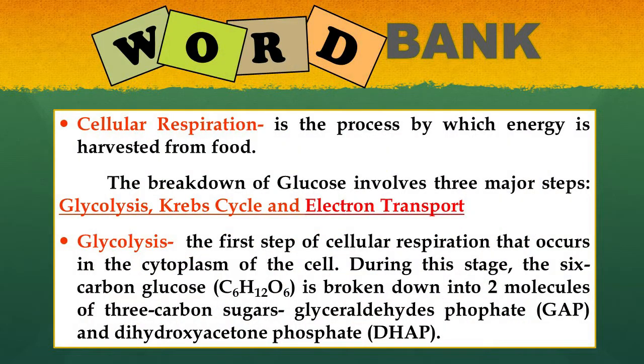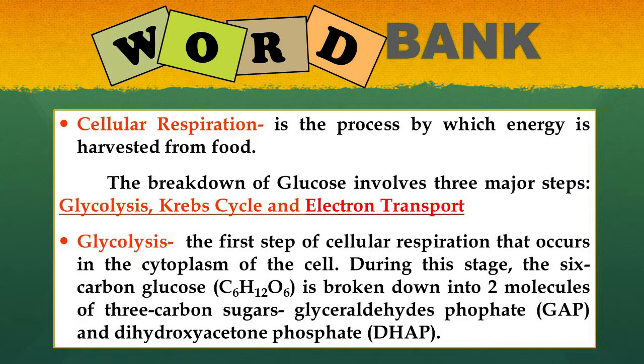And to unlock the difficult words that you are going to encounter in this lesson, we have here the word bank. Cellular respiration is the process by which energy is harvested from food. The breakdown of glucose involves three major steps: glycolysis, Krebs cycle, and electron transport.